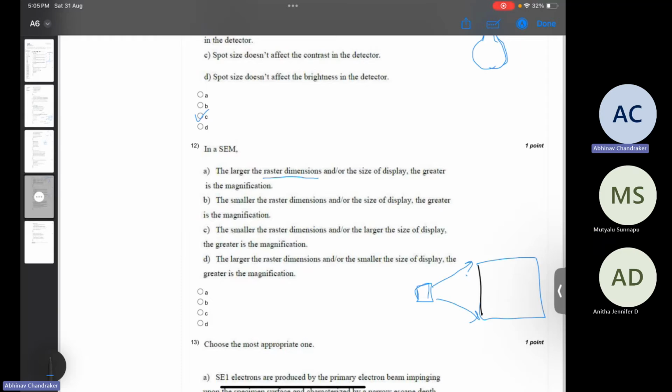magnification is higher. For example, if this is 1 micron and this screen is, let's say, 0.1 meter, so we have almost 10 raised to 5 times it is being magnified, right? So if we want higher magnification, we should have a smaller scan area and a bigger display screen.